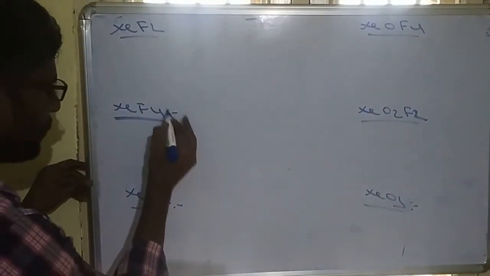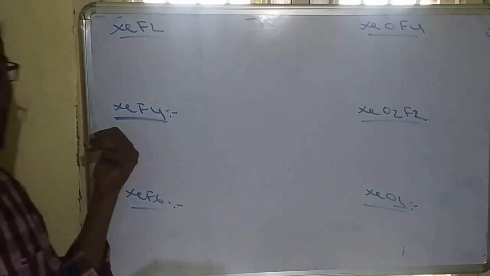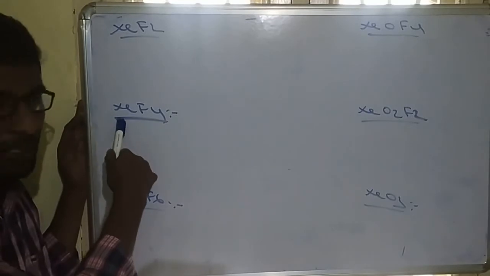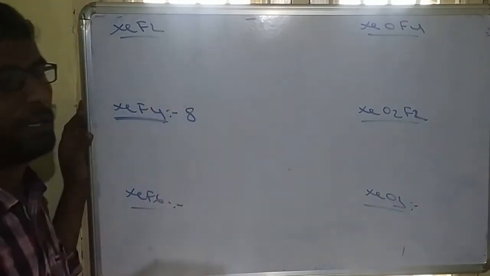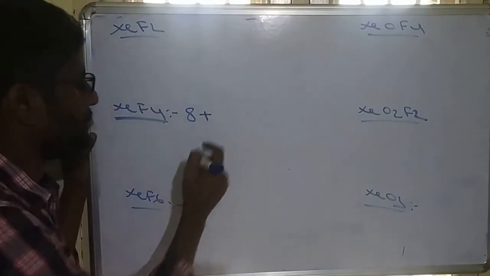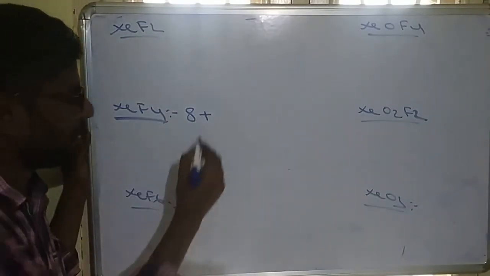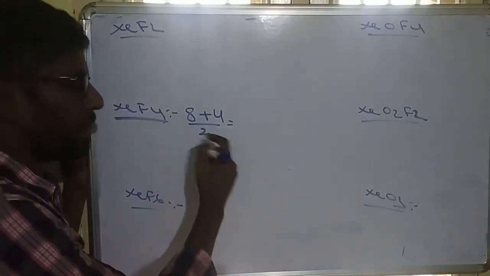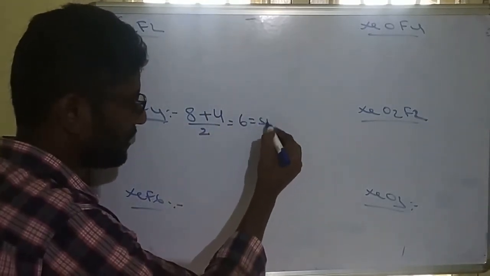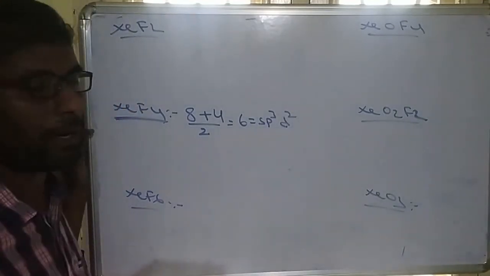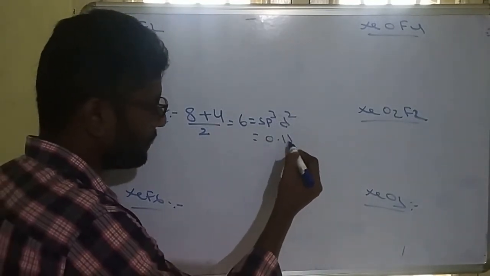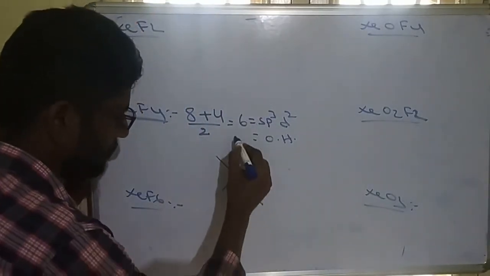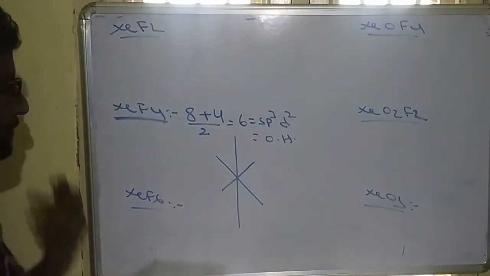Suppose take XeF4. How to calculate hybridization? Valence electrons of the central atom. The central atom is xenon, a noble gas. A noble gas always contains 8 valence electrons, plus the number of monovalent atoms. Fluorine is monovalent, so total divided by 2: 8 plus 4, 12 by 2 will be 6. So 6 means sp3d2 hybridization. The geometry will be octahedral. So it should be like this, octahedral.